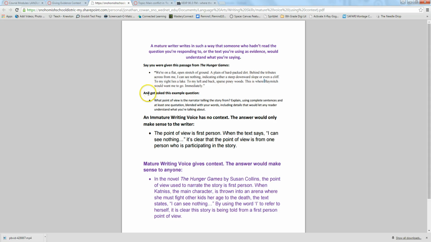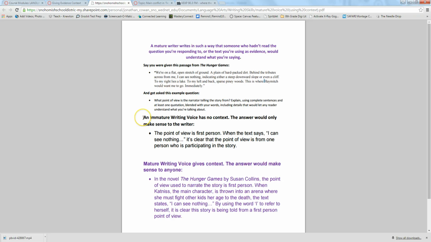Let's say you got asked this question about this text. So let's say the teacher asks, what point of view is the narrator telling the story from? Explain, using complete sentences and at least one quotation blended with your words, including details that would let any reader understand what you're talking about. If you got asked that question, which asks you to do a lot, how could you answer that?